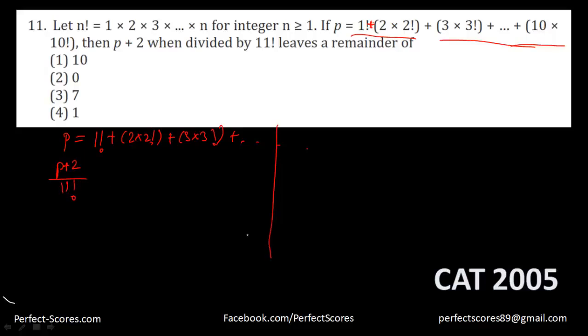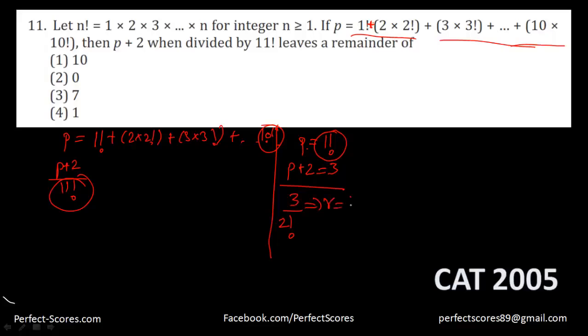Now let's try to find a pattern here. Let's suppose p is equal to just 1 factorial. Then p plus 2 would be equal to 1 factorial, which is 1, plus 2, which is 3. Since the series went till 10 factorial here, and he asked me to divide by 11 factorial, let me divide p plus 2 by 2 factorial. Let me try to divide 3 by 2 factorial. So the remainder over here would be 1.